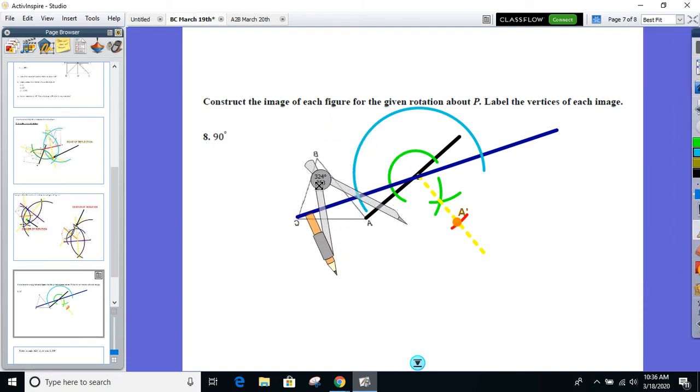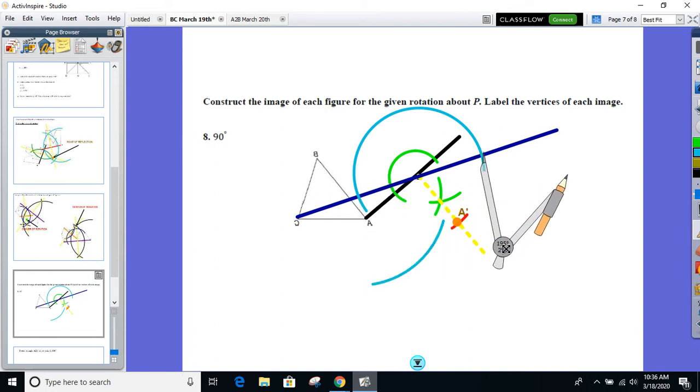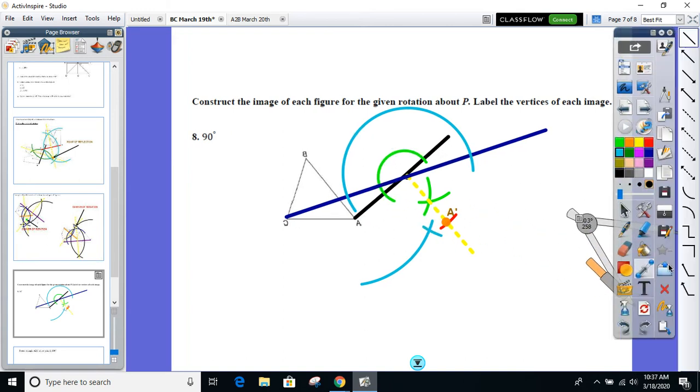Open that up a little bit. Here we go, going from here. Let's make an arc mark here and going over here. Oh, just barely. Good. There it is. Take your line.